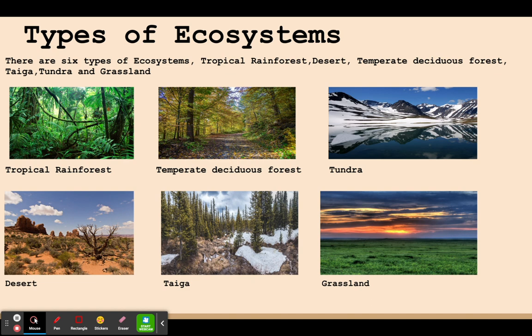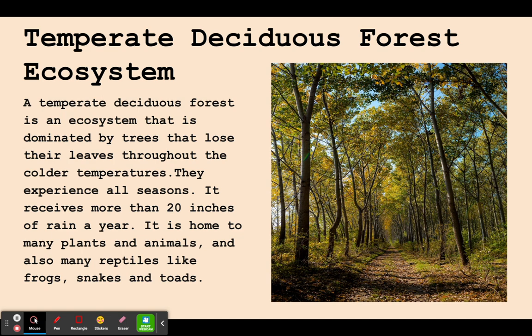There are 6 types of ecosystems. There's a tropical rainforest, the desert, temperate deciduous forest, taiga, tundra, and grassland. So in the next slide, we're going to be taking a deep dive into the temperate deciduous forest, the tropical rainforest, and the desert.